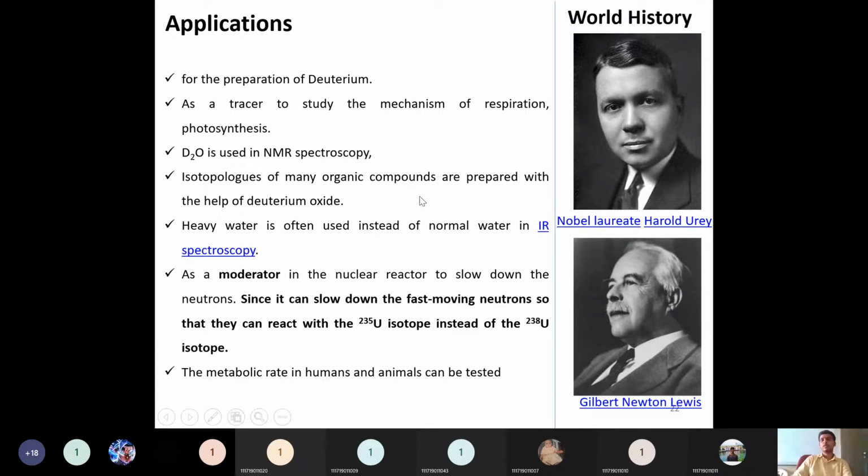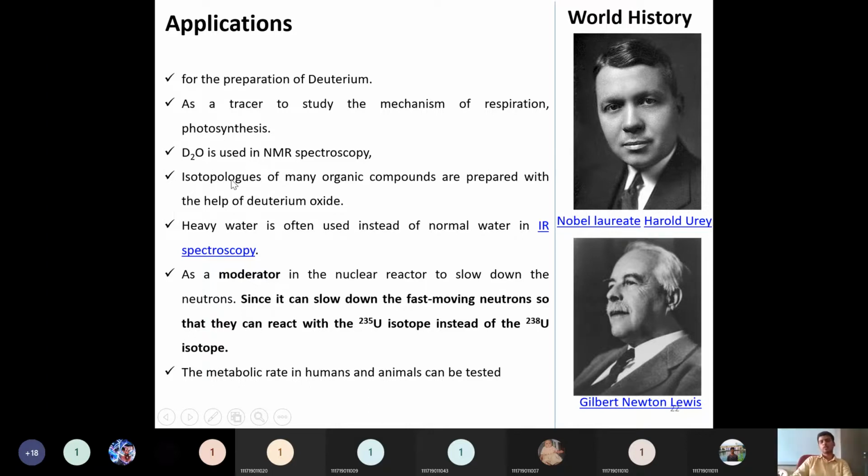Then D2O is used in NMR studies, nuclear magnetic resonance. Chemistry people will know this better. It is used to find out structures, especially in catalysis or in chemistry, where there are many structures. How do they find out those structures? Using the NMR technique. In NMR, the application is there for deuterium oxide, or heavy water.